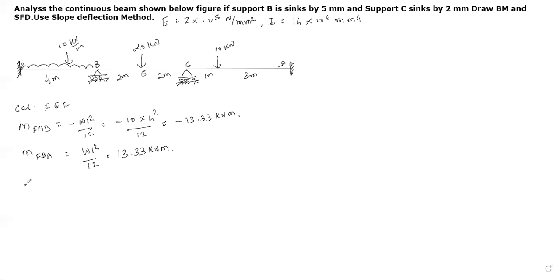Similarly, MFBC, there is a central load. So your fixed end moment is minus WL by 8. I hope all of you remember this equation. WL by 8, W equals to 20, length equals to 4, divided by 8. So minus 10 kilonewton meter is the answer. Similarly, MFCB should be equal to plus WL by 8, so it will remain the same, 10 kilonewton meter.